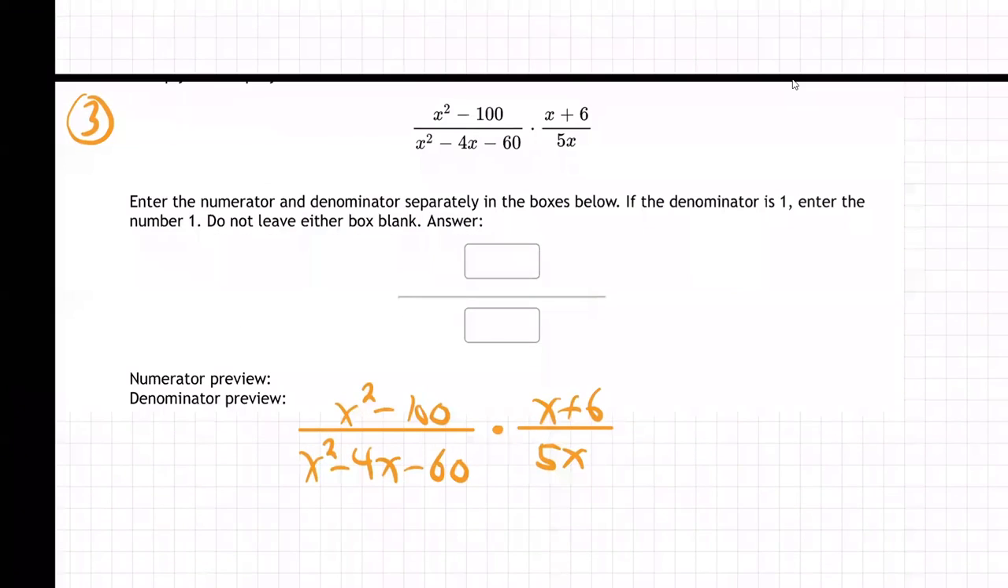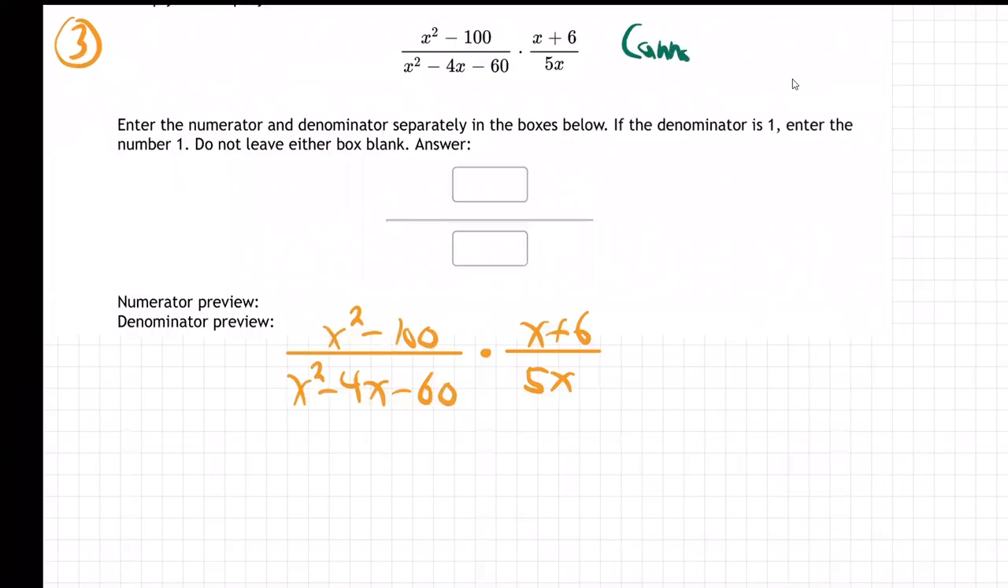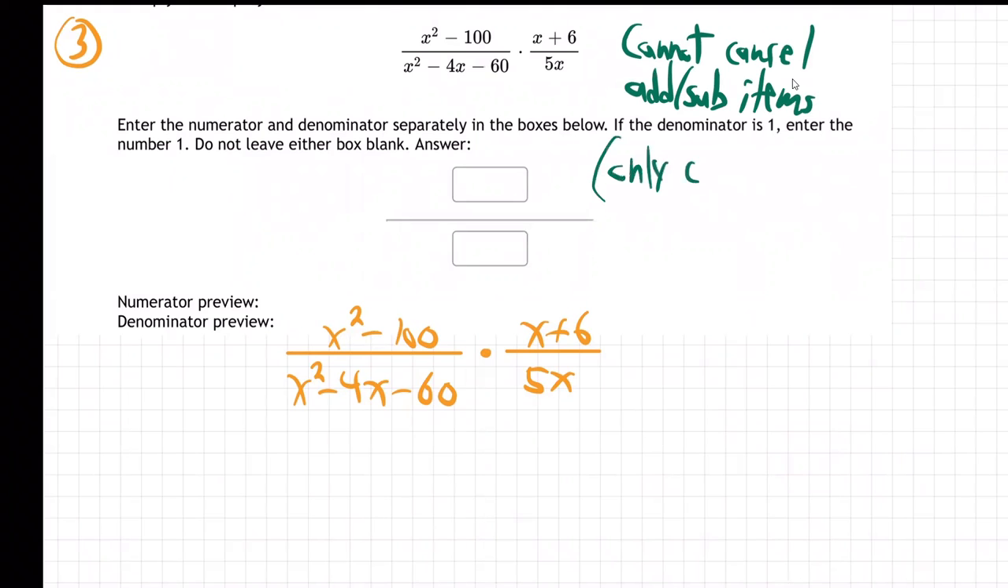Let me write that up here for us. We cannot cancel added, subtracted items. You can't cancel things that are added and subtracted, only multiplied. Only cancel multiplied items, right?